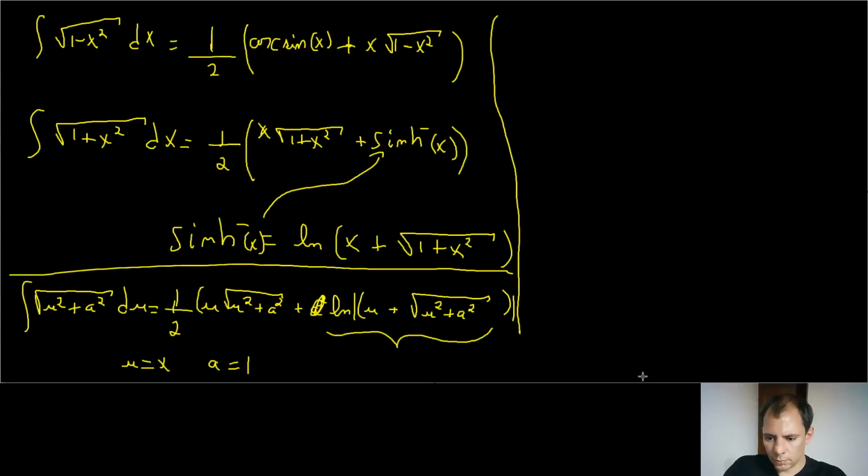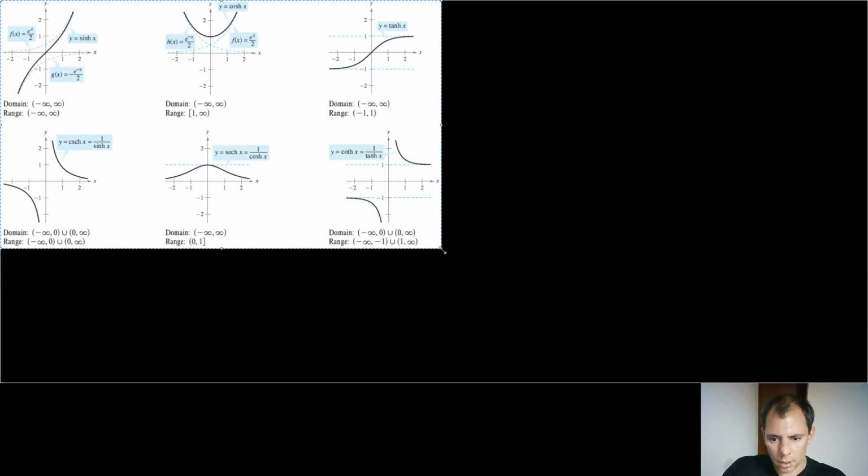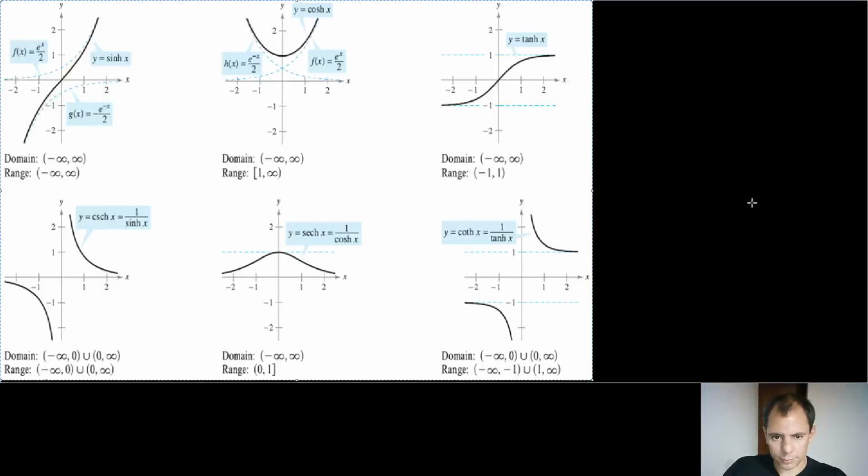So I'm going to erase all this. And just for completeness, I don't know if you're going to be able to see this thing. You have this stuff, okay? The graphs of the hyperbolic trigonometric functions, right? I don't memorize these. And now we're going to see some identities.